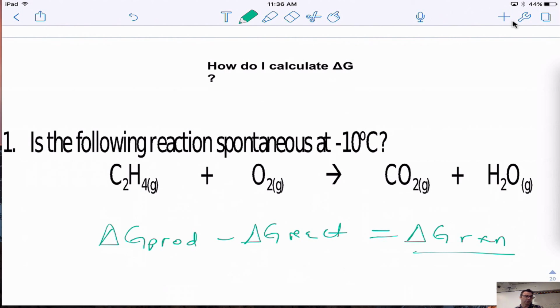All right, what I want you to do is try this problem out. Let me know how it goes, and tomorrow we'll go over it in class, and we'll also practice some more of these as well.